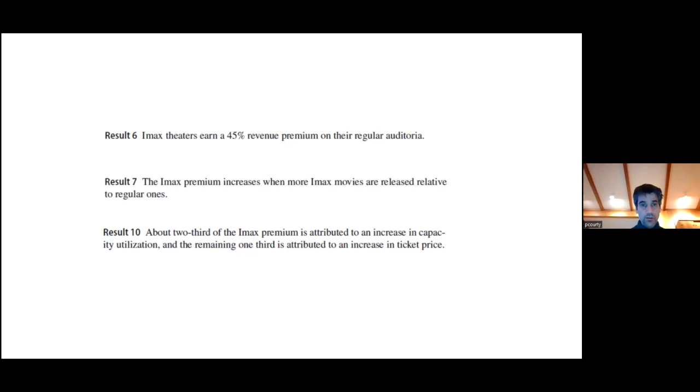Which means that somehow part of the 45% is being able to draw bigger crowds. We also decompose the IMAX premium, and we find that the theaters with IMAX have a much higher capacity utilization rate. They also have a slightly higher ticket price. There's no effect in terms of screening intensity; they don't screen more titles per auditorium. So the IMAX premium is really the ability to fill your auditorium with more bums on seats.